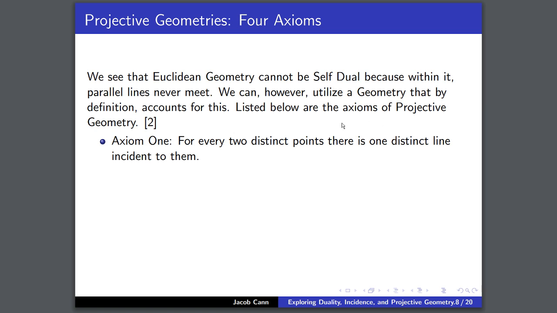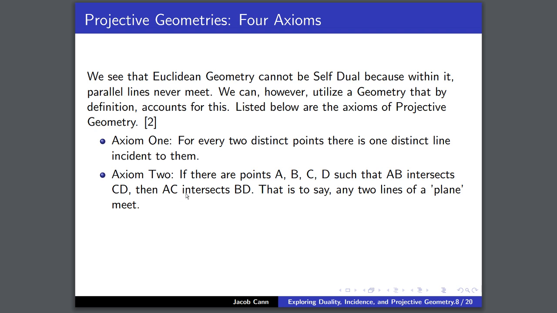because as the different ranks of the geometries come into play, these axioms become more important for making sure that theorems hold and still work. So the axioms are very useful for that. Axiom 1 says that for every 2 distinct points, there's 1 distinct line incident to them. Axiom 2 states that if there are points A, B, C, D, such that AB intersects CD, then AC intersects BD. And all that's to say that any 2 lines of a plane meet.